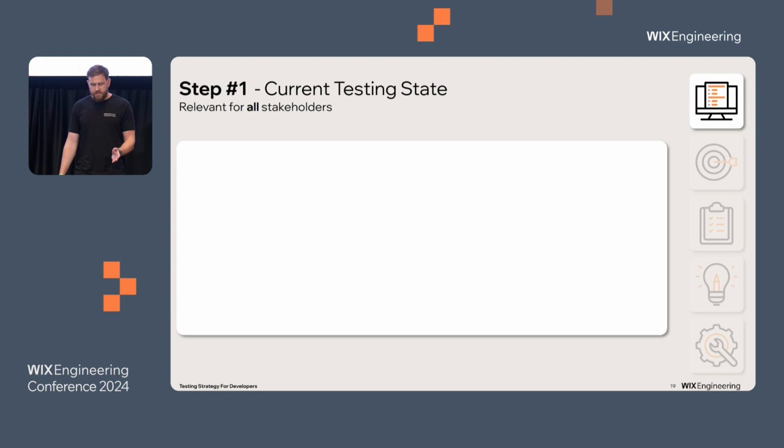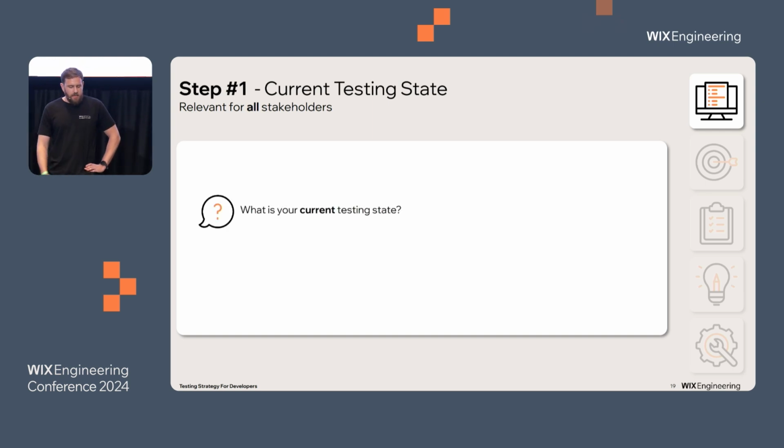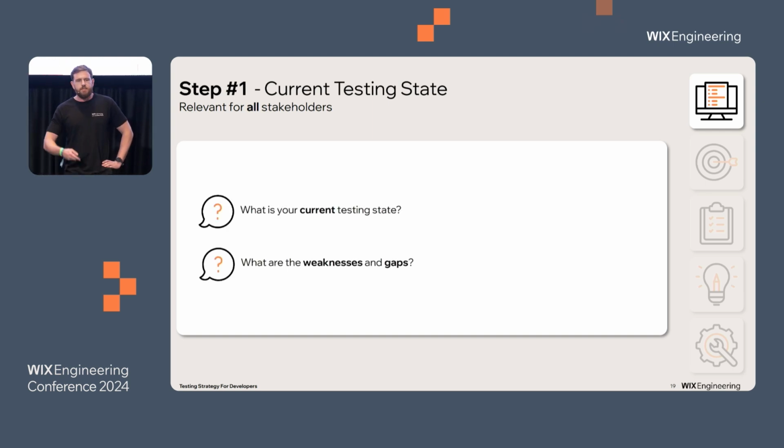So, first step is what is your current testing state, right? And it's relevant for all stakeholders. Something important about a testing strategy is that it affects everyone, not only the developers or your group leads, it also affects the managers, the product managers, everyone, because it affects your entire project, right? How fast you deliver features and how resilient your projects are. So we will start by understanding what your current state is and what the weaknesses and gaps of this state are, because we want to create a new one.